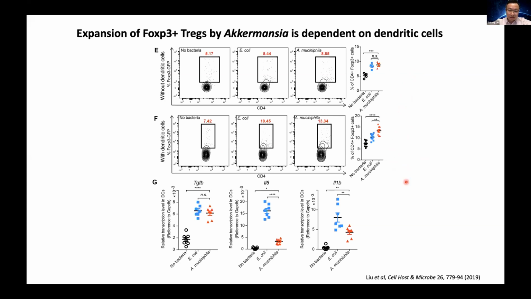And then when we look at the dendritic cells, what changed upon Akkermansia stimulation, we found it can increase the secretion of TGF-beta and secretes much less IL-6 and less IL-1. These cytokines are important in the differentiation of T cells, and with less IL-6 and with a high concentration of TGF-beta, you get Tregs. So this, I think, is a mechanism.